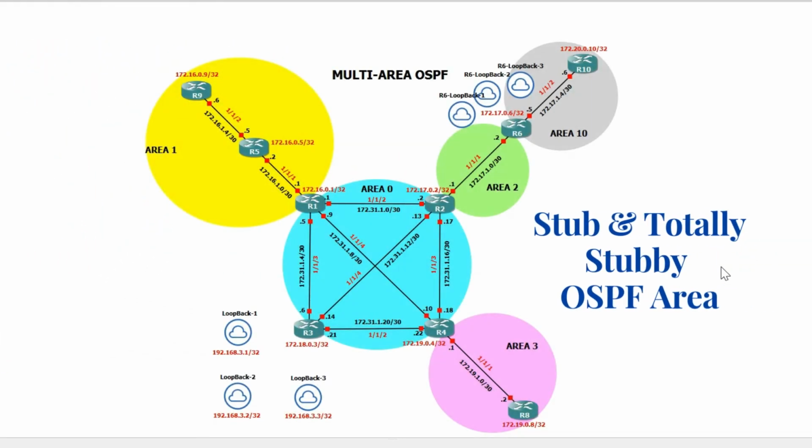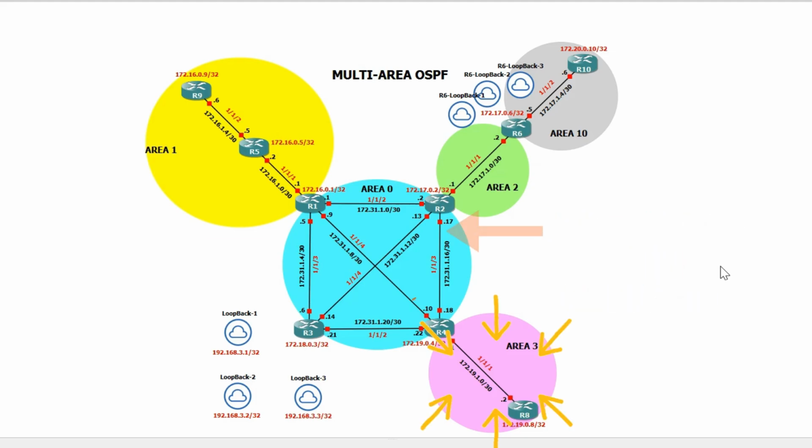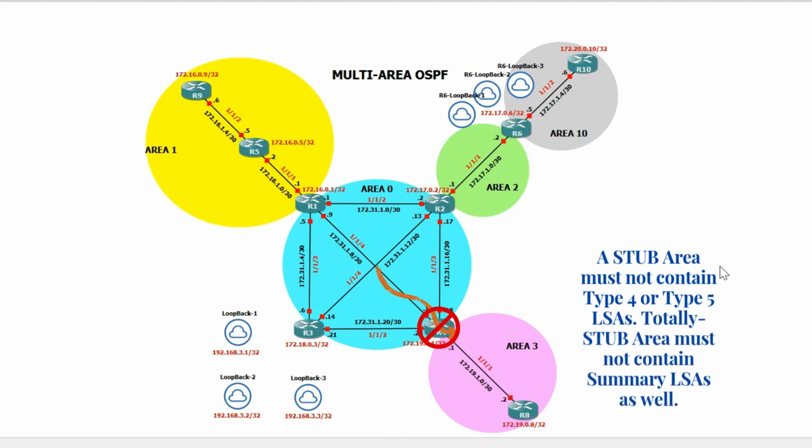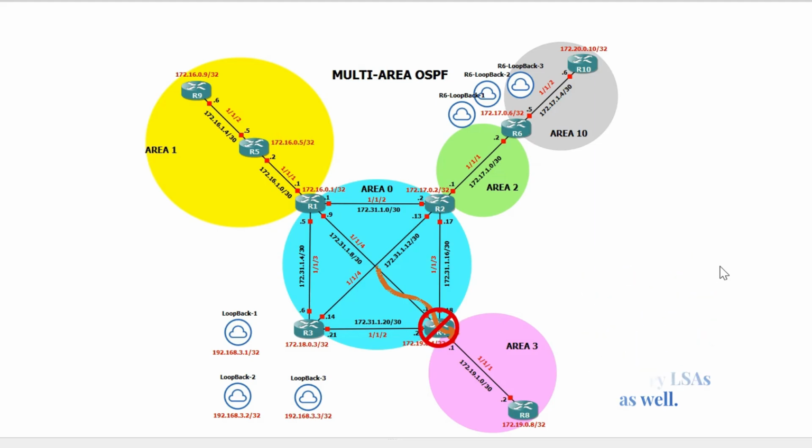In this video, I will show you how to configure STUB and totally stubby OSPF areas on the Nokia 7750 SR. Sometimes it's not necessary to flood external routing information into an area. A small branch office is an example. In such cases, the area can be configured as a STUB area. A STUB area is an area that does not allow external OSPF route advertisement into the area.